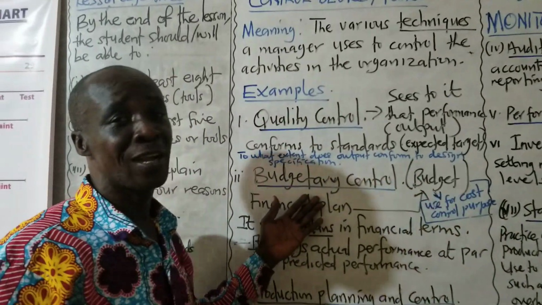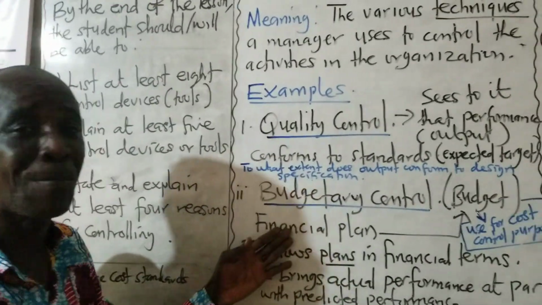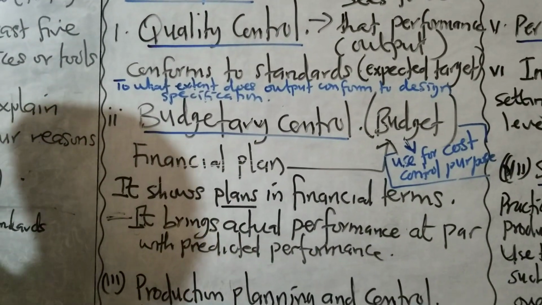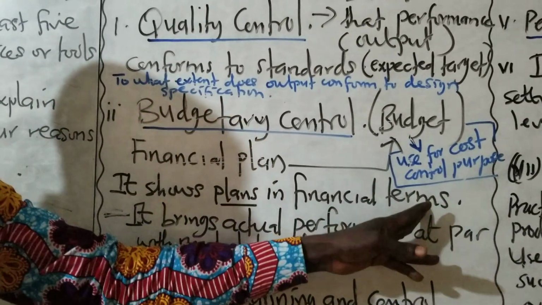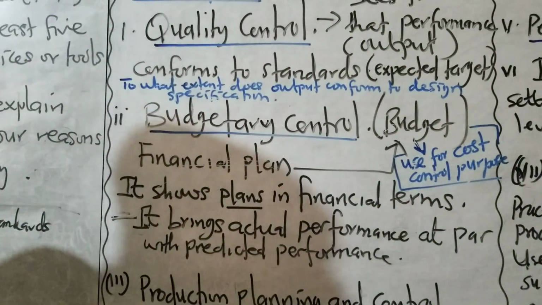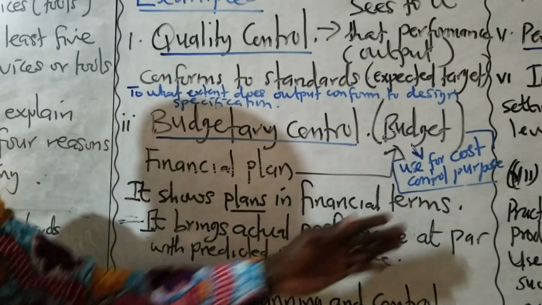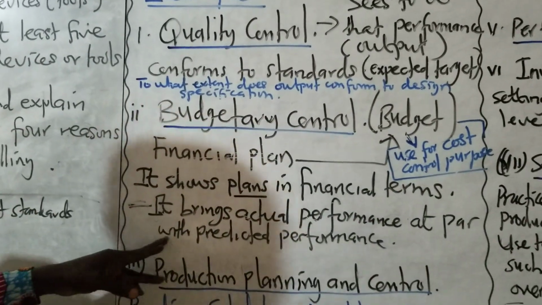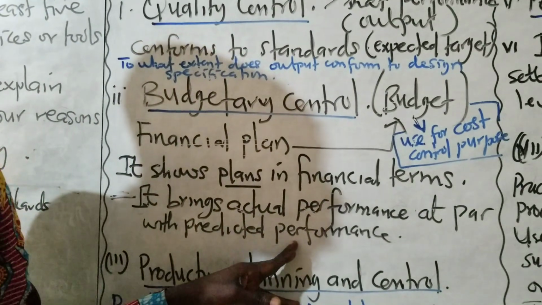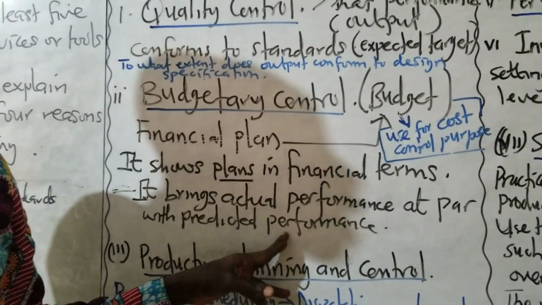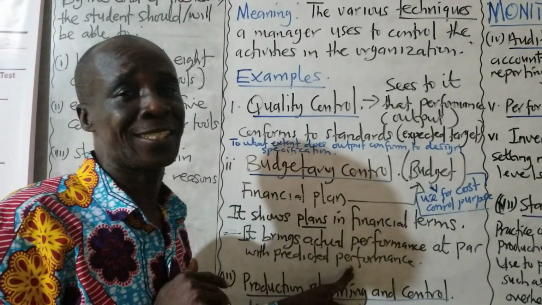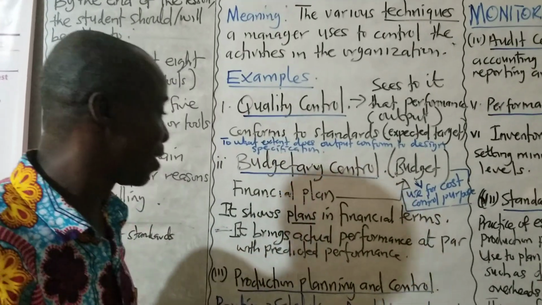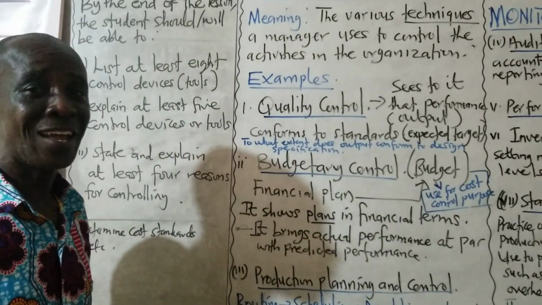So if you go to any organization too, they prepare a budget. So the budget becomes a financial plan. It's a financial plan. So that's why I've said it's a financial plan, and it shows the plan in financial terms. So the budget will show everything quantified in monetary terms. And it brings actual performance at par with predicted performance. So you may be asked to operate within the budget. So if you are going beyond the budget, then you know that you need to take certain measures. So that is for budgetary control.